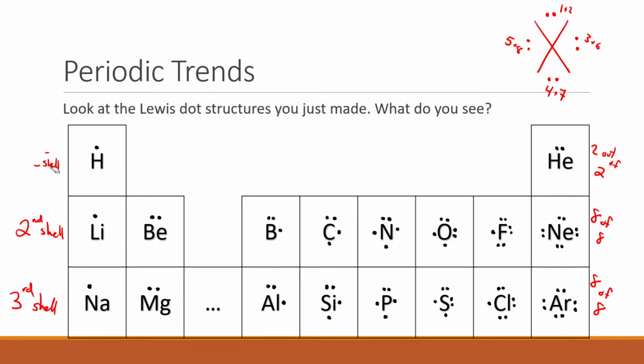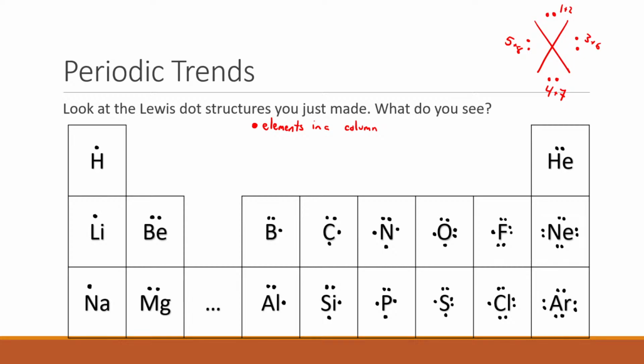So once again, we get a couple of patterns that show up. Alright, let's make some bullet points to capture these patterns. First, elements in a column. Alright, so looking up and down. Share the number of valence electrons. Right? Fluorine and chlorine both have 7. If you look down below them, iodine and bromine both have 7. Right? Everything in this column has 7 valence electrons.